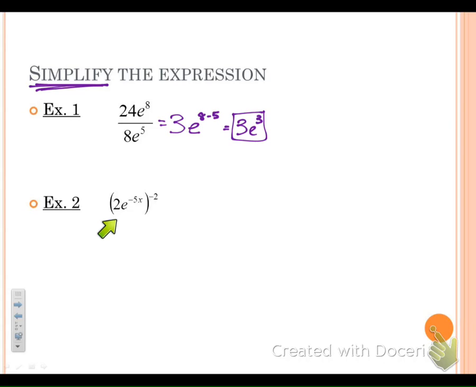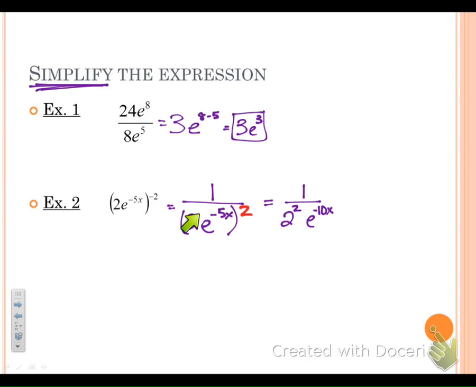So let's talk about example 2. The strategy chosen was to change this negative. The way to change that is put it 1 over 2e to the negative 5x, now to a positive 2. So when we change this negative, it moves it as a reciprocal.